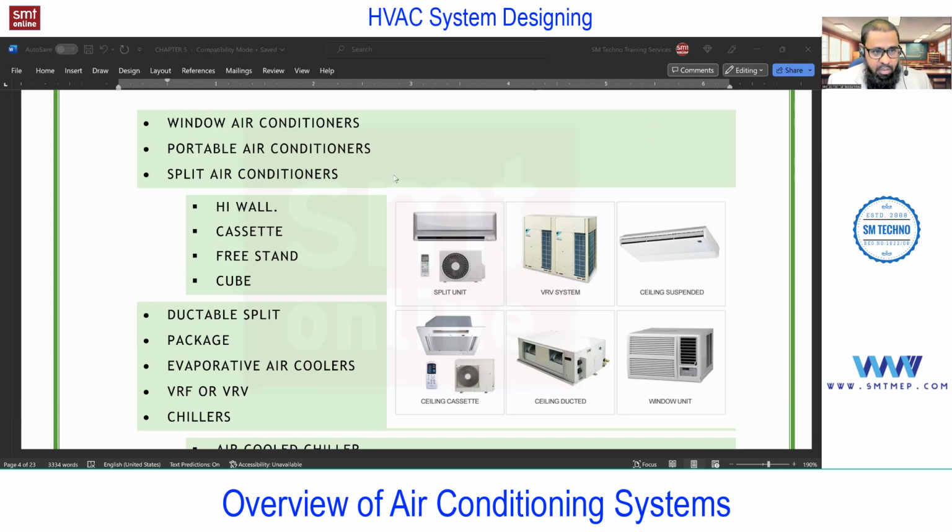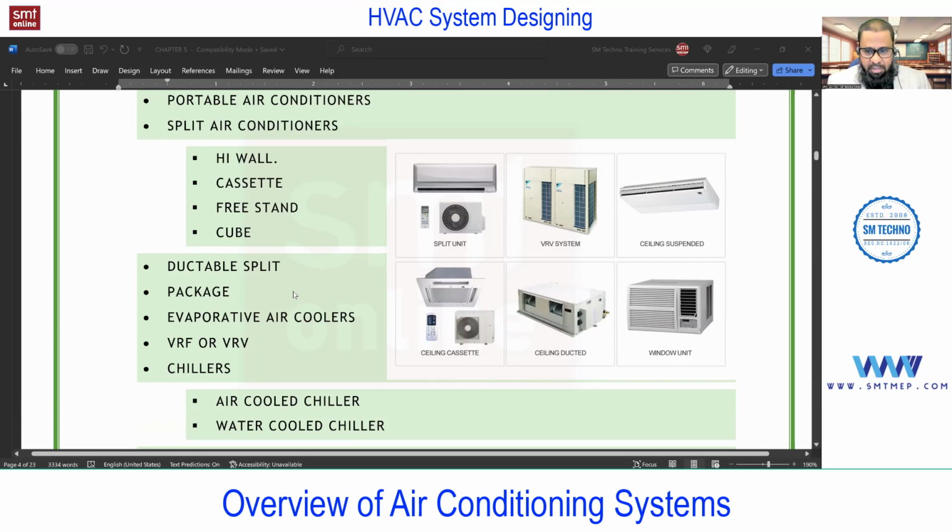How, I'll show you. Next we have a split. Split means the commonly used split AC. But in split we have different types like high wall, cassette, freestand, and cube. This cube you'll find only with Symphony, I think, or with one make only. You'll not find it in all the makes, but this is also a type. I'll show you all of this.